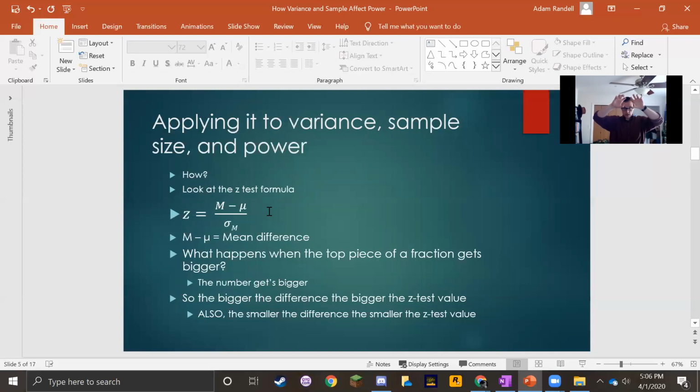What happens when that top piece gets bigger? What happens when the group or the individual moves further away from the population mean? Well, the number on top gets bigger. And what did we just talk about? As the numerator gets bigger, the quotient gets bigger. So as the difference between the individual or sample mean and the population mean grows, that z-value gets much bigger.